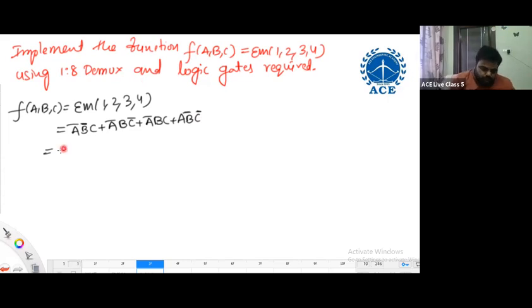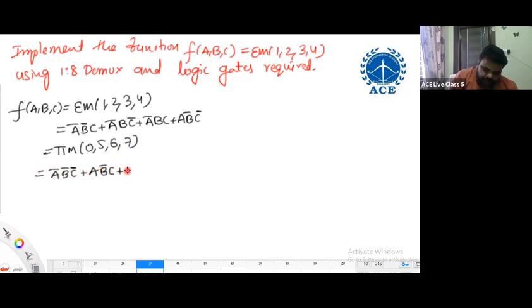Now that is equal to what we can write here, pi m of 0, 5, 6, 7. Is that right? F of a, b, c equals sigma m of 1, 2, 3, 4 means the same, I can write it as pi m of 0, 5, 6, 7. So pi m of 0, 5, 6, 7 means a bar b bar c bar plus a b bar c plus a b c bar plus a b c, whole bar.